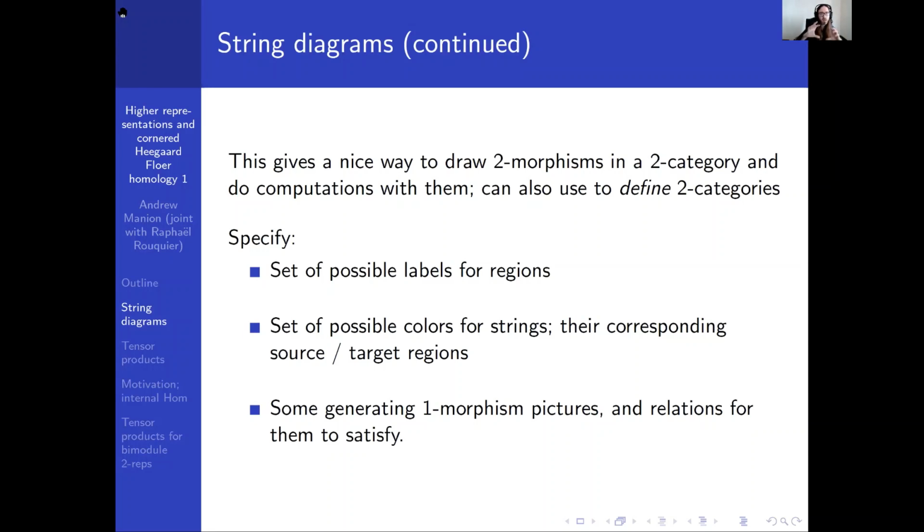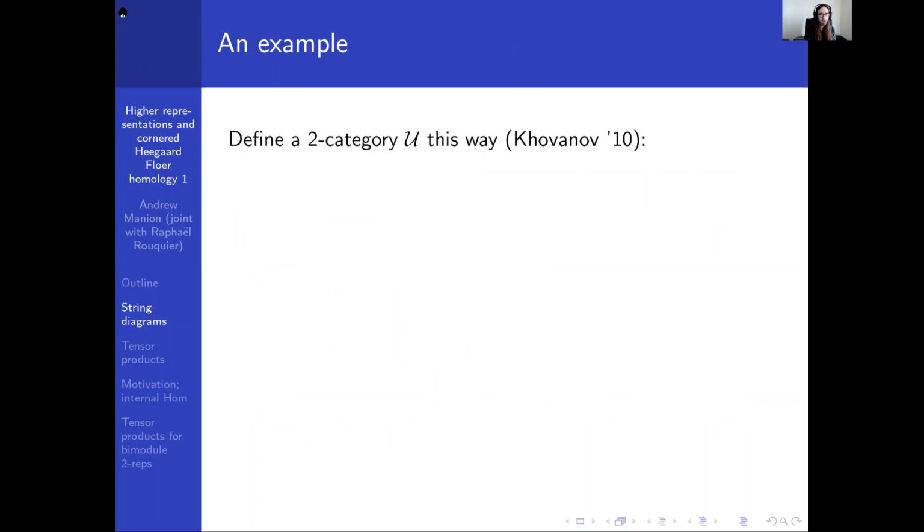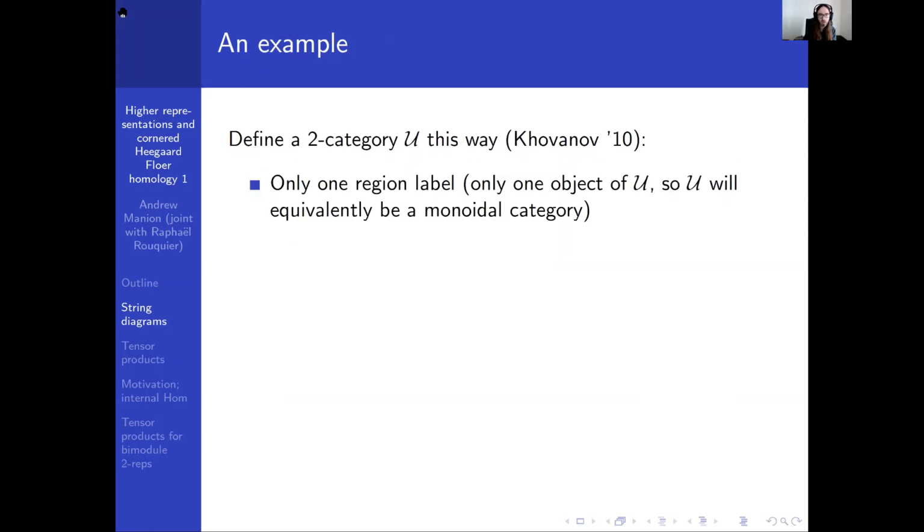And now I want to pick certain, I want to say, okay, now I know what my objects, my one morphisms are. Now I want to be able to say my two morphisms are generated under both types of composition by certain things, and I'll pick a picture for each one of them. And then I'll impose some pictorial relations that these two morphisms are required to satisfy, and that should specify for me a two category. And let's see an example of this, because this is the first example we'll especially care about in this talk.